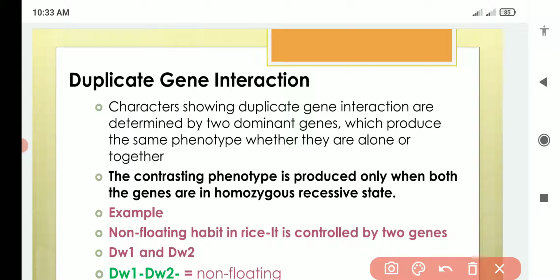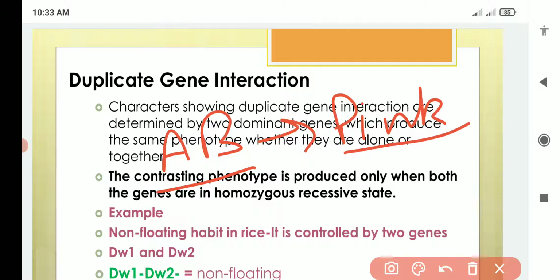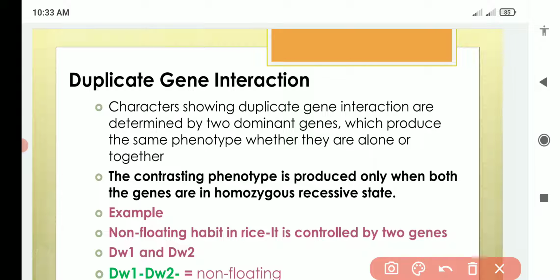And when they are both present together, A and B, they are going to produce pink color. So their phenotypic effect will be the same, the character they produce will be the same, whether they are present alone or together with each other. That's why it is known as duplicate gene interaction, because their phenotypic effect is the same. We can say they are duplicates of each other, and the contrasting phenotype is produced only when both genes are in homozygous recessive state.